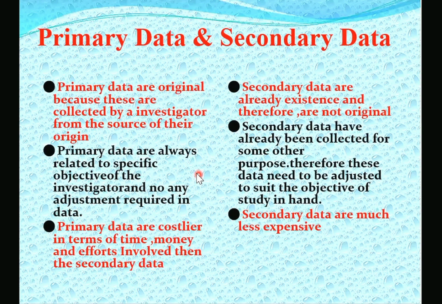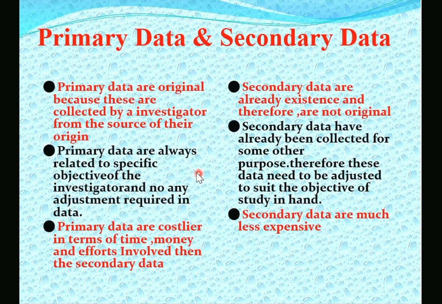Next, primary data are always related to the specific objectives of the investigator, and no adjustments are required in this data because the investigator knows the purpose of collecting it. Whereas, secondary data were already collected by some other institution or department, as we have already discussed. Therefore, these need to be adjusted by the investigator according to the objective of his investigation.